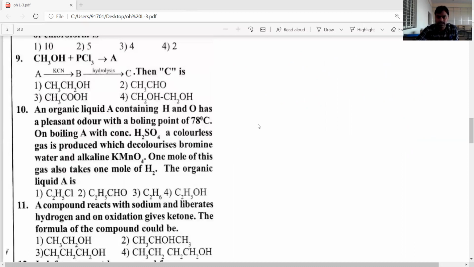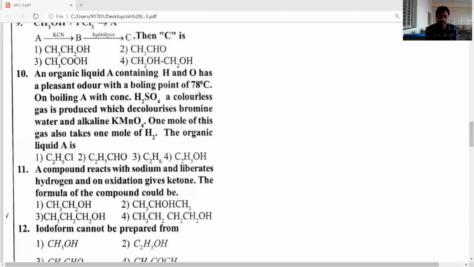It's very easy. The question is very big, but we can solve it very easily. The 10th one: an organic liquid A contains hydrogen and oxygen atoms. It has a pleasant smell. This is organic compound A, dear students. Its boiling point is 78 degrees centigrade. Now it is treated with concentrated H2SO4 and forms a colorless gas, which we can call compound B.